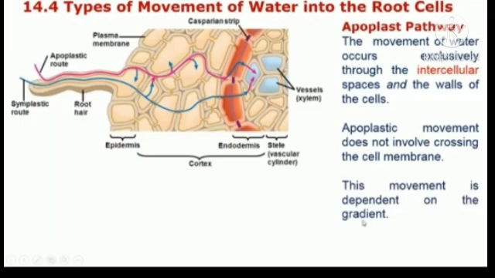Next is movement of water into the root cell. It is divided into two types. First one is the apoplast pathway. The movement of water occurs exclusively through the intercellular spaces. You have to mention clearly the intercellular spaces and the walls of the cell. Apoplastic movement does not involve crossing the cell membrane. This movement depends on the gradient alone. You can see the red-colored pathway is called the apoplastic route.